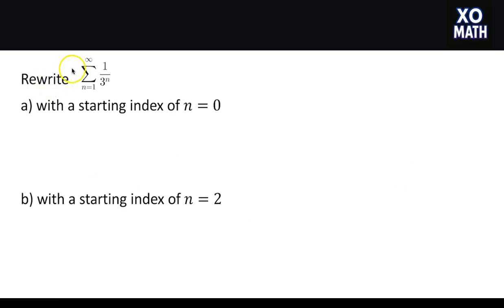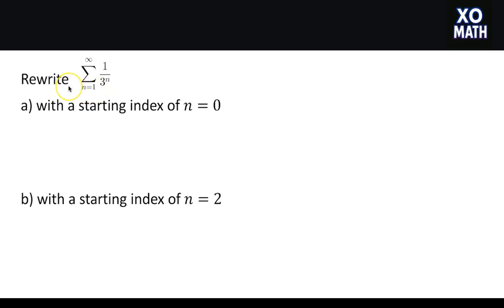Here we want to rewrite the sum of n equals 1 to infinity of 1 over 3 to the n in part A with the starting index of n equals 0. So the original starting index is n equals 1. Let's make sure we really understand what's happening here. So let's start by writing out a few terms in the series.